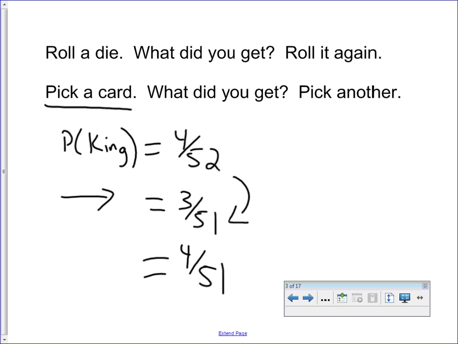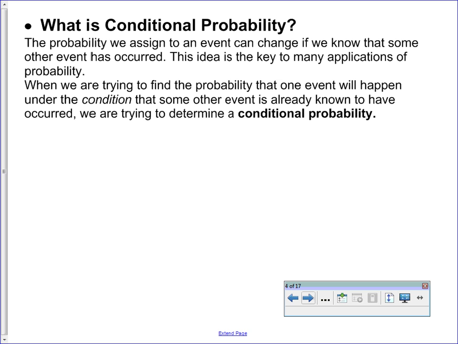So if I pick a king, my chances of picking a king a second time go down, but if I didn't pick a king, then my chances of picking a king go up. And this is what's known as conditional probability, and what we're going to be talking about in this unit. This is the basic gist of it: we're saying, hey, something has happened. Does that affect the probability of something else happening? And so we're going to be seeing conditional probabilities here.